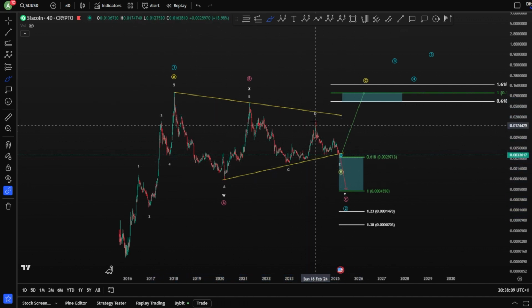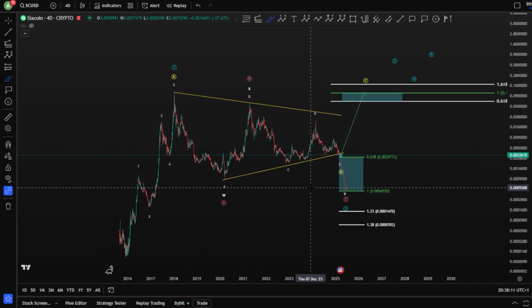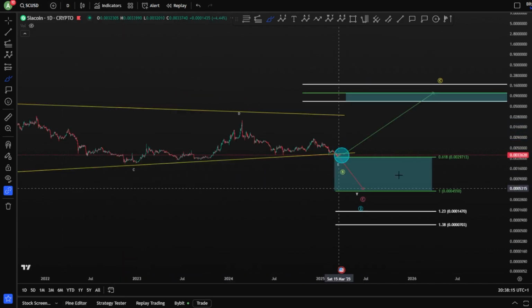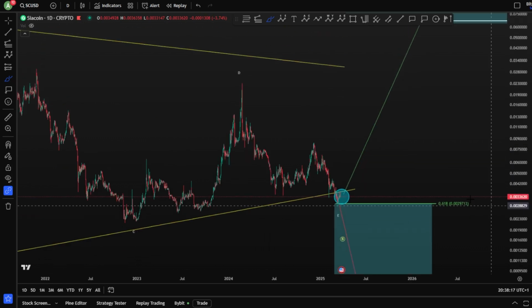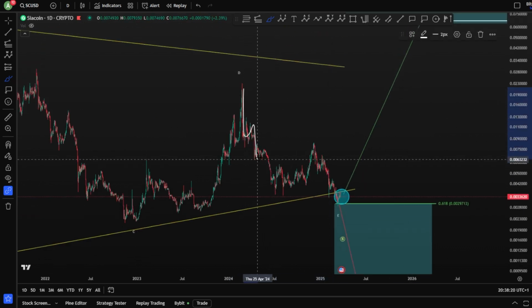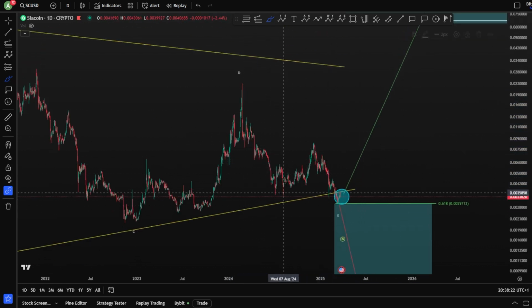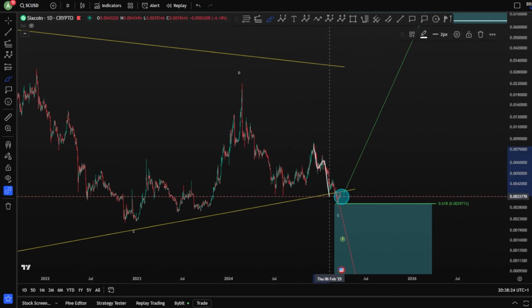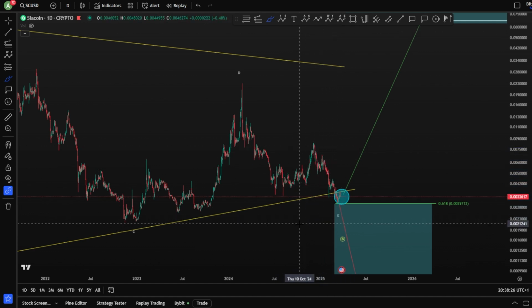To finish a triangle, you need a zigzag for your wave E. Let's move inside as this zigzag wave E here. On the daily, we can see that a zigzag wave E can be finished very nicely here, of course, as an impulse. We have corrections, 3 waves, 1, 2, 3, 4, 5 potentially finished.